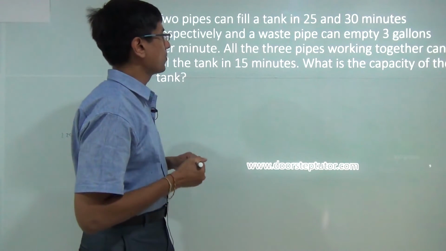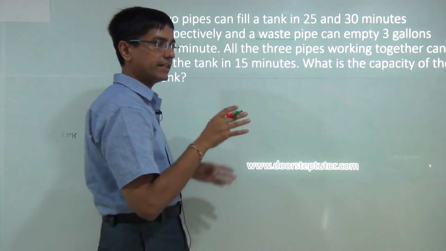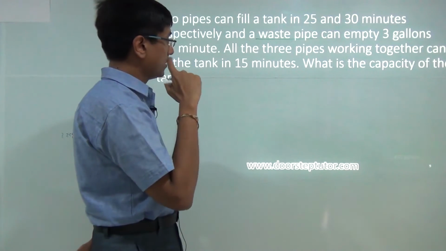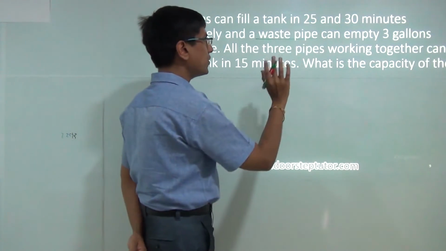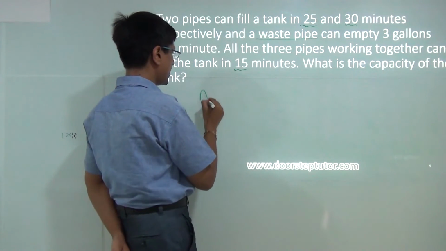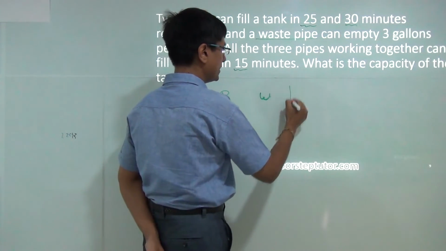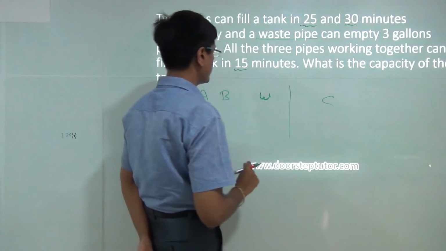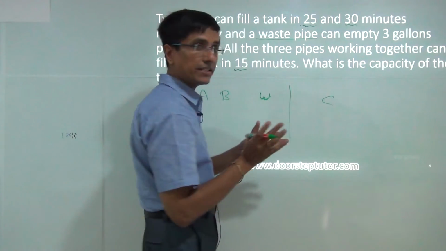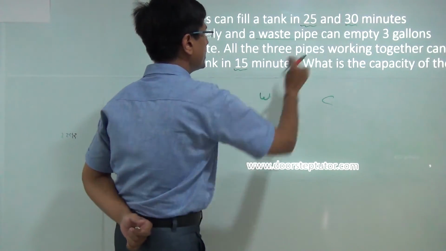So now look at this problem. Again, it has a waste pipe, right? So there is a leakage or waste pipe. There is a negative work, something which is draining the tank instead of filling it. Now again, in this problem, we will use our logic. There are these times given to us, 25, 30 and 15. So there is pipe A, B, and then there is a waste pipe, we will call it W, and then there is a combined rate. All of them are working together. And in this case, instead of being asked how long, we are being asked what is the capacity of the tank, and we'll solve this problem. So what is the LCM of 25, 30 and 15?